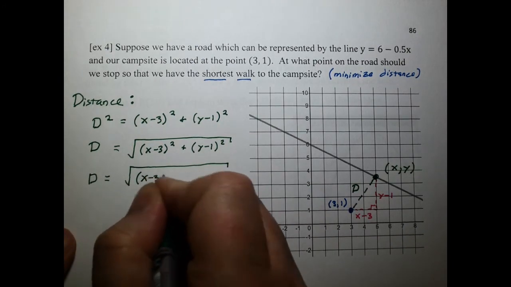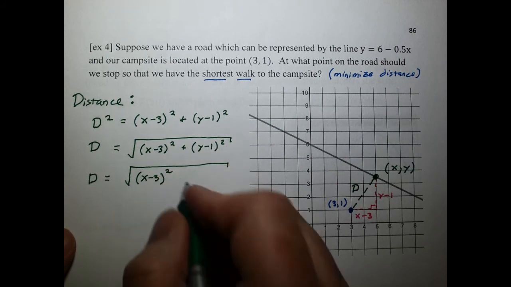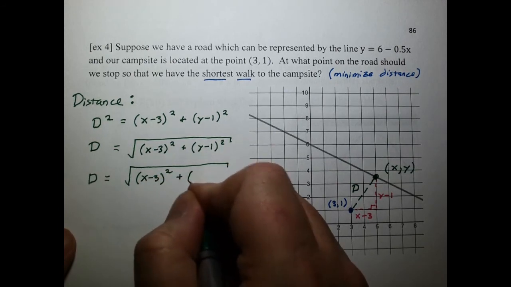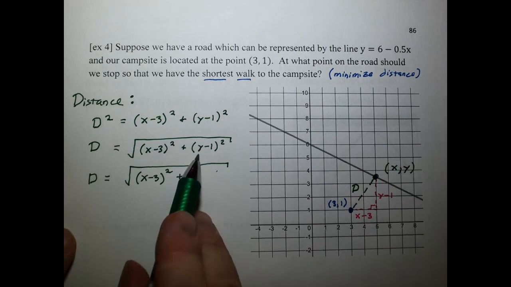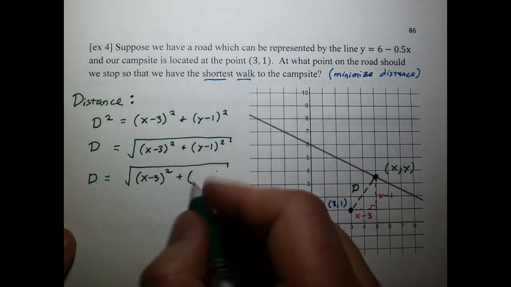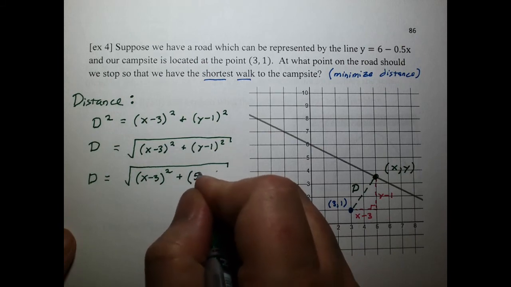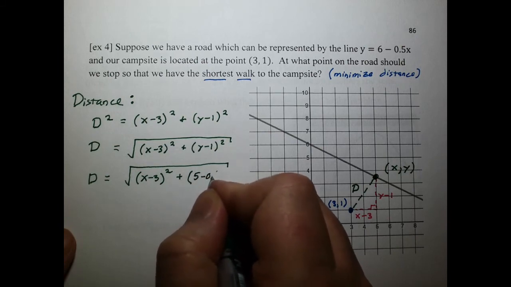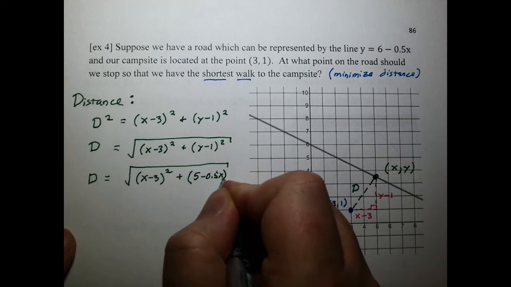So we can rewrite this as the square root of x minus 3 squared plus, if we put 6 minus 0.5x in for y and subtract 1, we get 5 minus 0.5x.